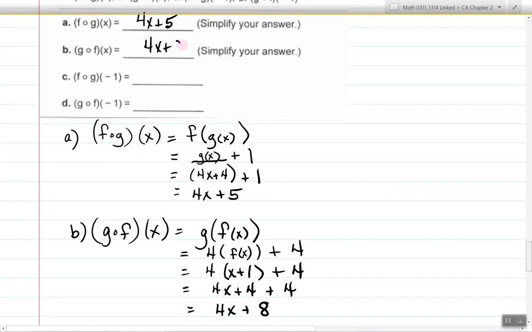Hopefully you can see right now that composition is an operation. It is not commutative, because if it were commutative, those would be the same, but they are not.